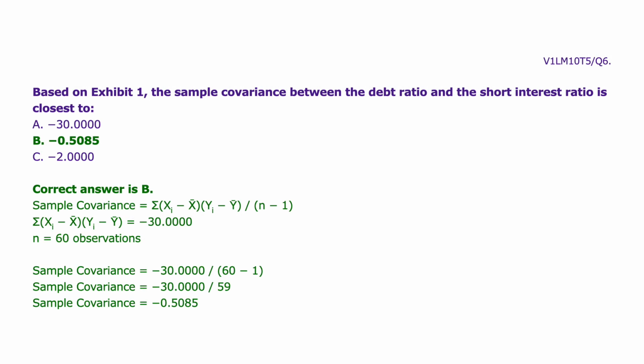Difference between the sum of cross products and the sample covariance. Sample covariance is calculated by dividing the sum of cross products of deviations, minus 30.00, by n minus 1, 59, in the denominator. Using n minus 1 instead of n is required to calculate a sample statistic. The calculation result, negative 0.5085, correctly identifies the joint variation per pair of observations.